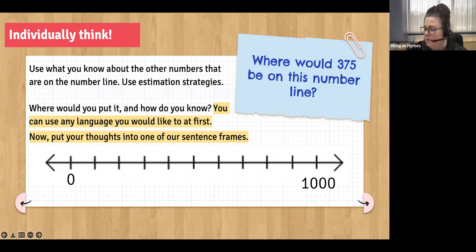Great, yes, between the third and fourth dash, closer to the fourth. Nice. So again, it doesn't have to be fancy language, right? Students need to understand that it's okay for them to describe their thinking in whatever way makes sense to them. We're just trying to get them to use language to describe.